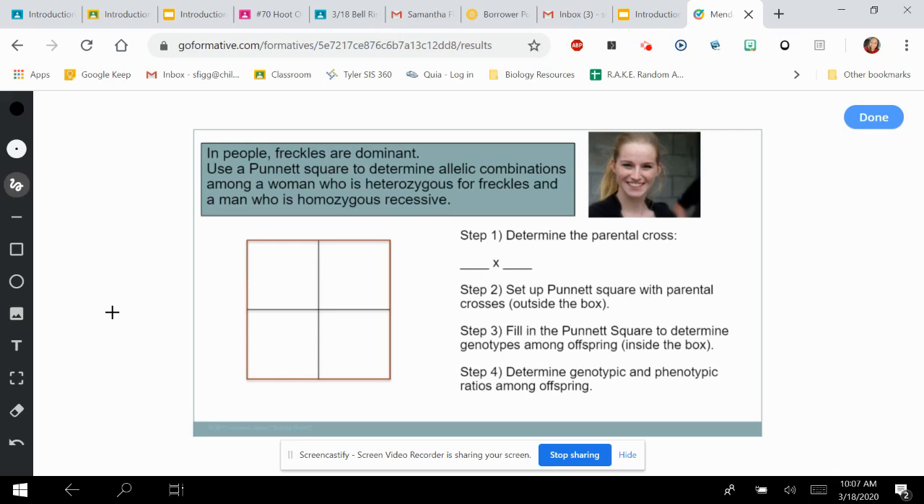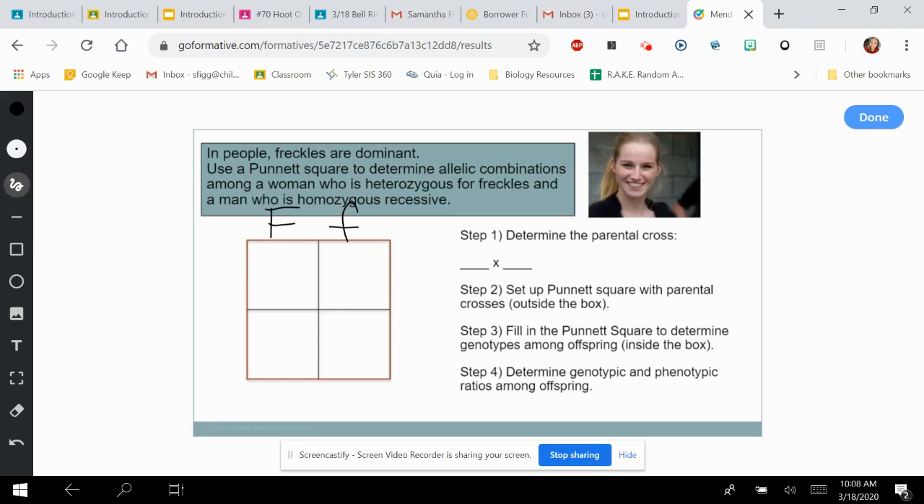You can use whatever letter you want as long as you don't use X's. X's we're going to reserve for when we look at what's called sex-linked genes. So never use X's or Y's typically when we're doing this, because we have a tendency to assume those are the sex chromosomes. So if our girl is heterozygous, we know she's big F, little f.